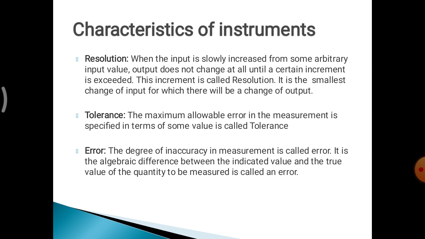Next, come to the error. What is the error? You know this: it is the algebraic difference between the indicated value and the true value of the quantity to be measured. It is an inaccuracy. If the true value is, assume, 20 volt, but you are getting the reading as 19.8 volt, then what is the error? 20 volt minus 19.8, so you will be getting a 0.2 volt error. That algebraic difference between your true value and the indicated value is called the error.